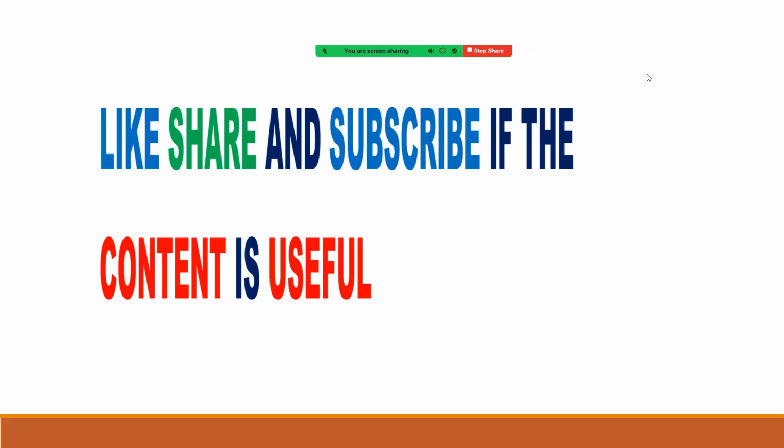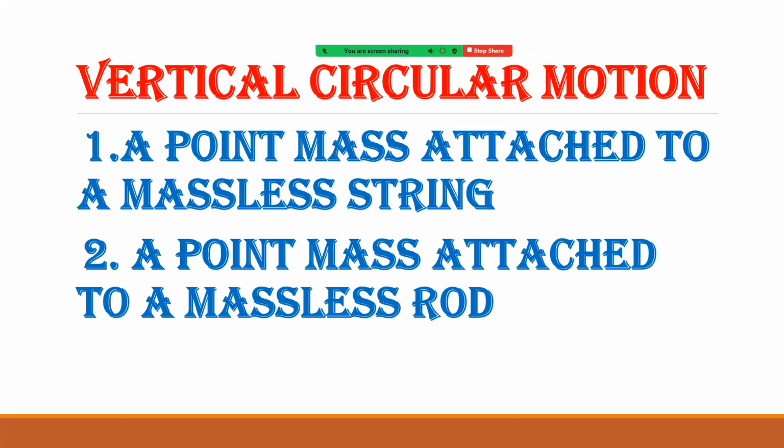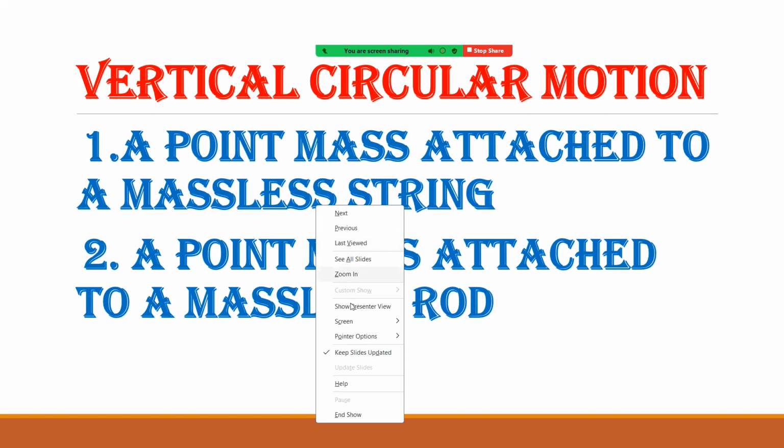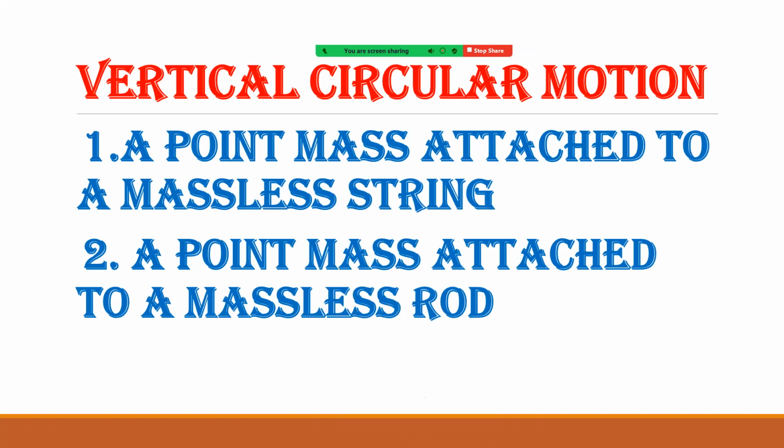Hi, students. In this lecture, I am going to discuss vertical circular motion. In this, we have two cases: one is attaching a point mass to a massless string, and the second one is attaching it to a massless rod. First, attaching a point mass to a massless string.